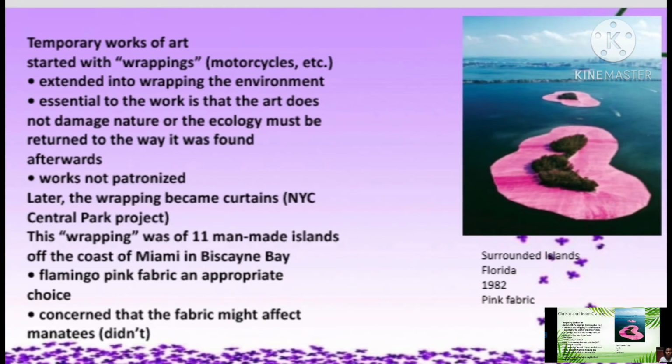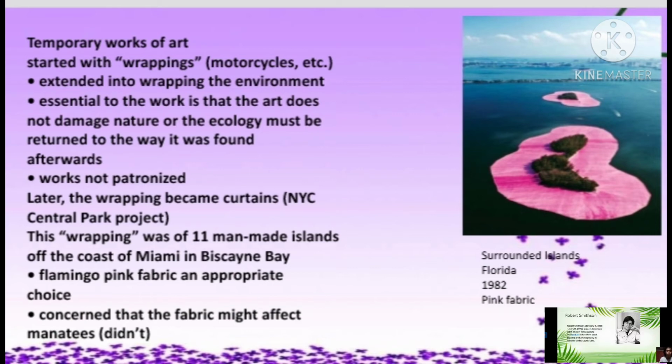They used pink fabric, a temporary work of art. They started with wrapping things like motorcycles and extended into wrapping the environment. Essential to the work is that the art does not damage nature or ecology, and the site must return to the way it was found afterwards. Work not patronized. Later, the wrapping became curtains in the New York City Central Park project. This wrapping was of 11 man-made islands off the coast of Miami in Biscayne Bay. Flamingo pink fabric was an appropriate choice. There was concern that the fabric might affect manatees, but it didn't.